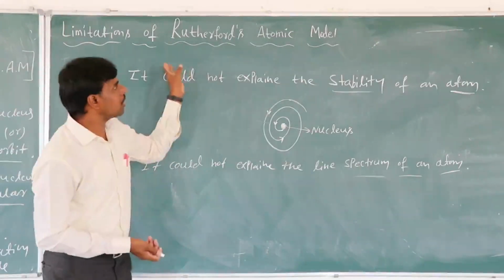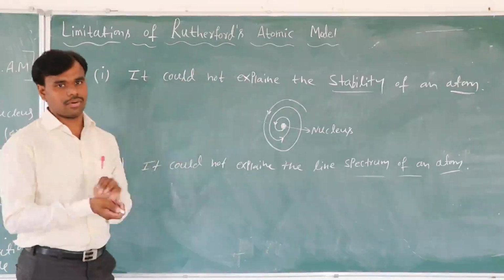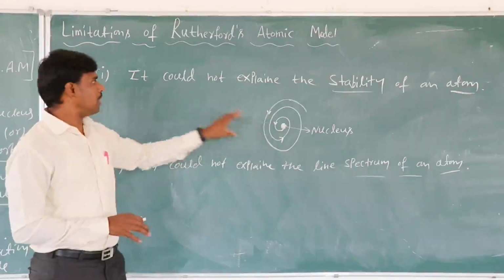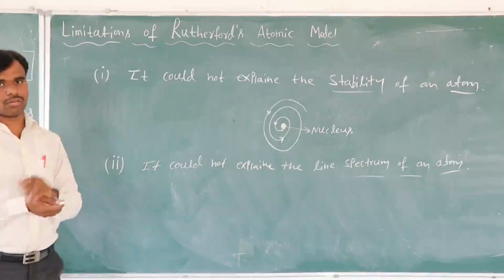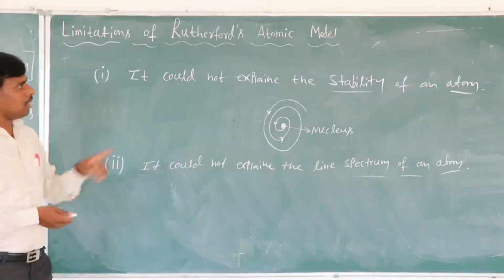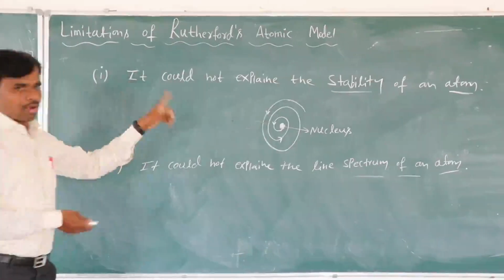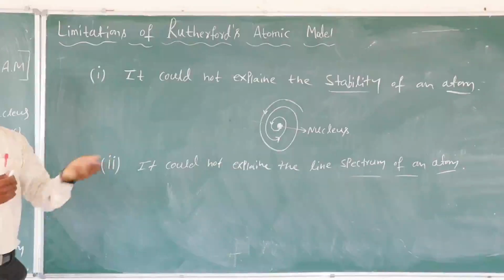That's why, according to the Rutherford atomic model, an atom is unstable. But nowadays we know that an atom is stable. That is one of the demerits or limitations of the Rutherford atomic model. This limitation is explained in the proper way by Bohr's atomic model in the next class.